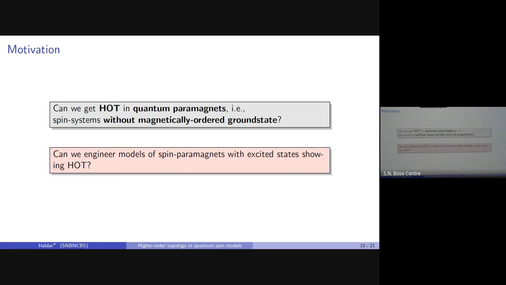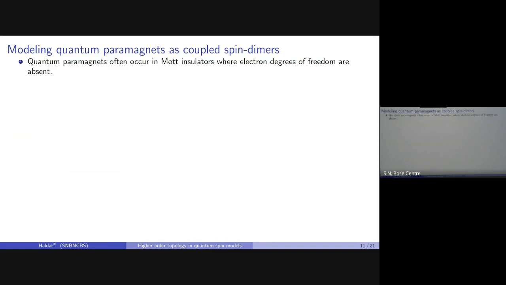So remember, these magnons are excited states of quantum magnets. The same question we can ask for quantum spin paramagnets. Can we form higher order topology of the excited states of quantum spin paramagnets? To do that, we need to start modeling these quantum paramagnets a bit more carefully, or a bit more mathematically. As I already said, these quantum paramagnets can occur in systems where your electron-electron repulsion is very strong, which naturally gets you things like Mott insulators.